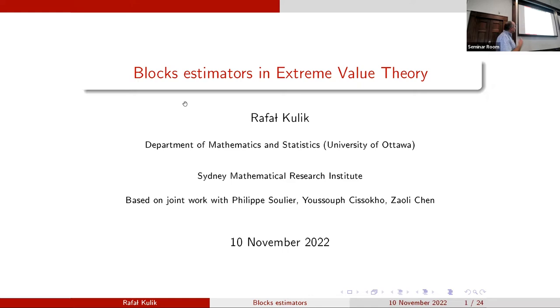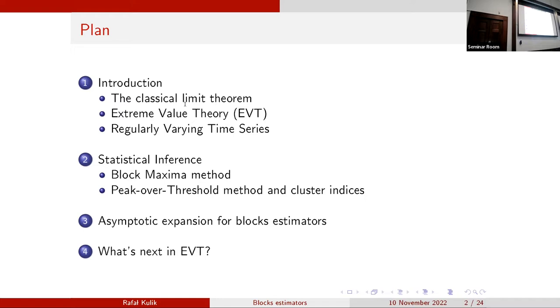So this is based on my joint work for the last couple of years with Philippe Soulier, my good friend from France, and then Yusuf Sissoko, PhD student, and then Zali Chen, postdoc at this moment with me in Ottawa. So the idea of this talk is that I wasn't sure exactly about the audience, so I'll start relatively very, very mild. For those of you who are in probability and statistics, I apologize for the low level of theoretical details.